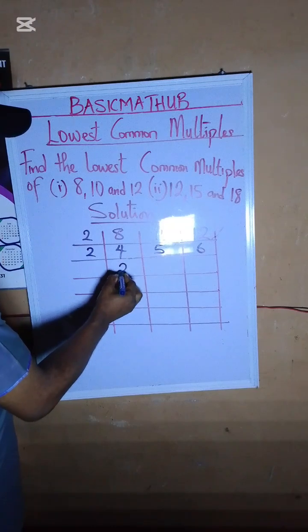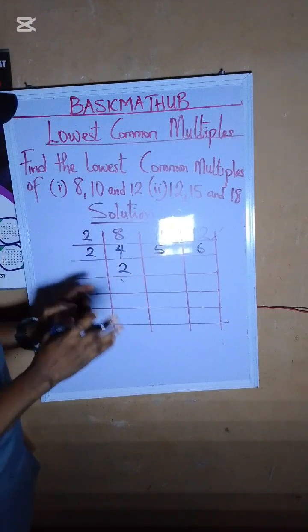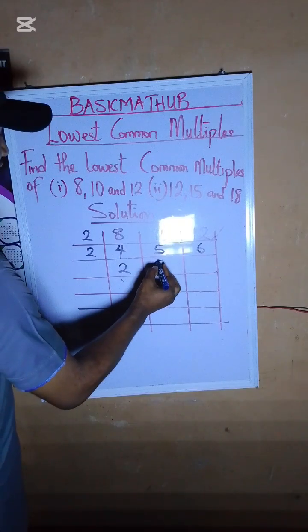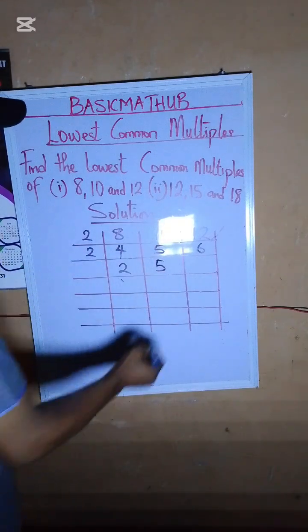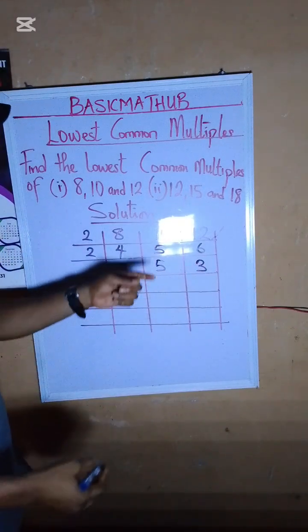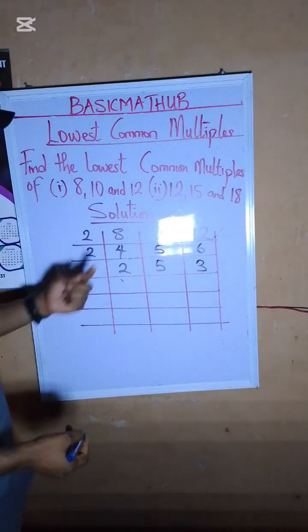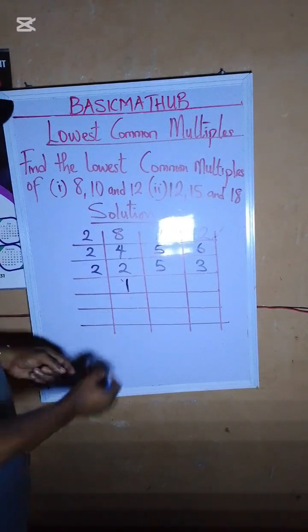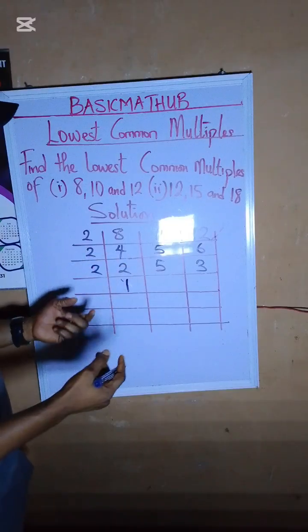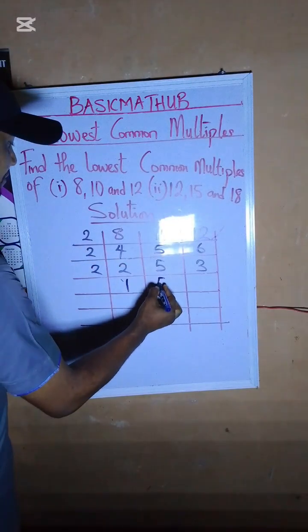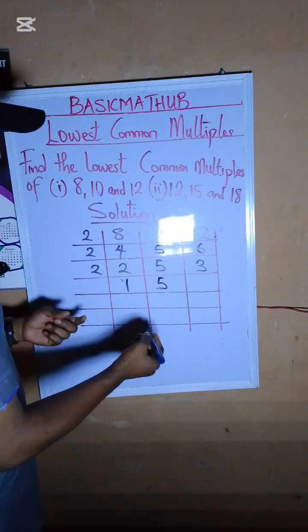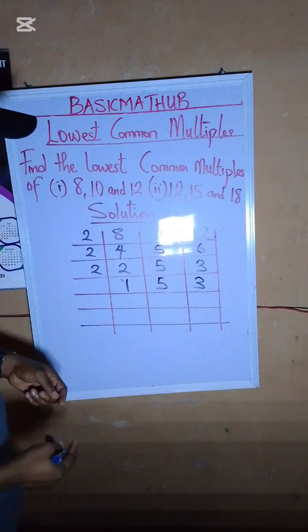4 divided by 2 gives us 2. 5 divided by 2 is not possible because 5 is odd while 2 is even. So we repeat the 5. Then 6 divided by 2 gives us 3. If you look at it, 2 will still work because we still have one remaining 2. So 2 divided by 2 gives us 1. 5 divided by 2 again is not possible, so we repeat the number. Anytime it does not go, you repeat the number. And 3 divided by 2, the same thing, it does not go, so you repeat the number.